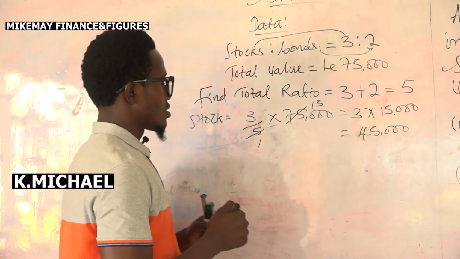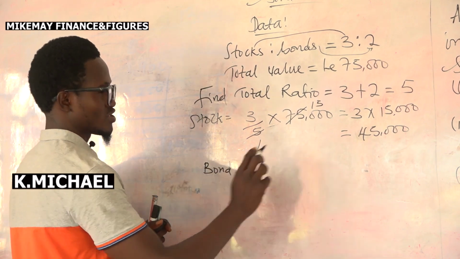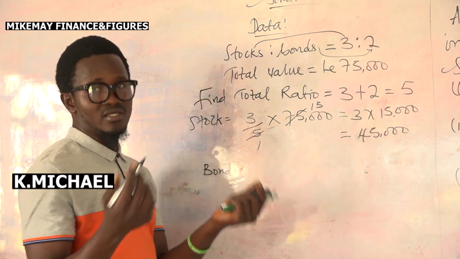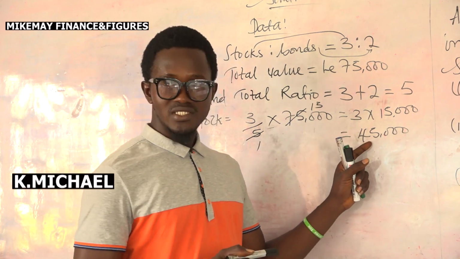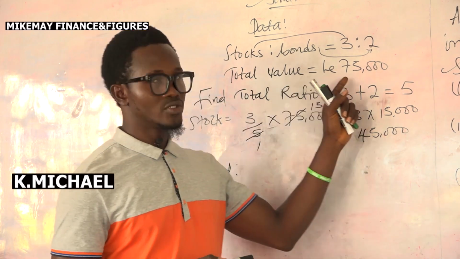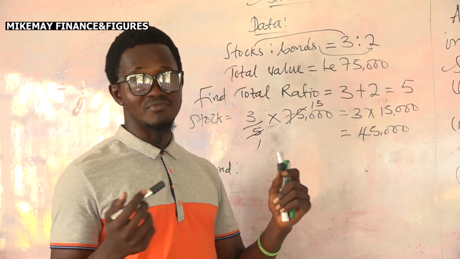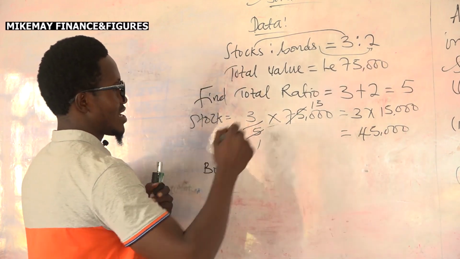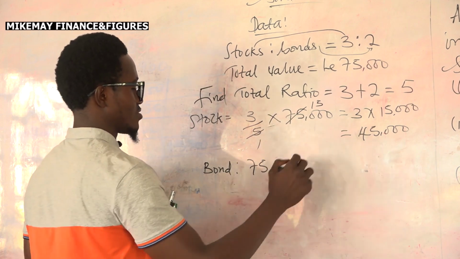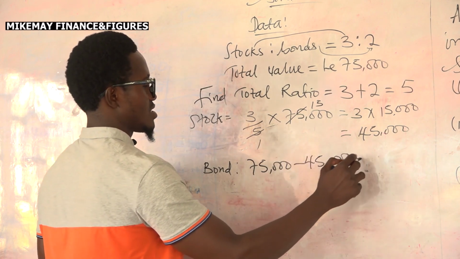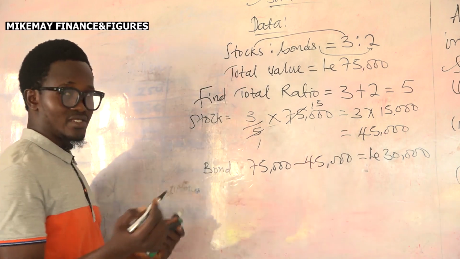That's fine. Then, let's calculate how much was invested in bonds. You can do it in 2 ways. It's either you take the amount for stock from the total, or you use the ratio and work it out. You still get the same amount. Let's go to method 1. We take 75,000 minus 45,000. This should give you 30,000, all right? You can choose this method.